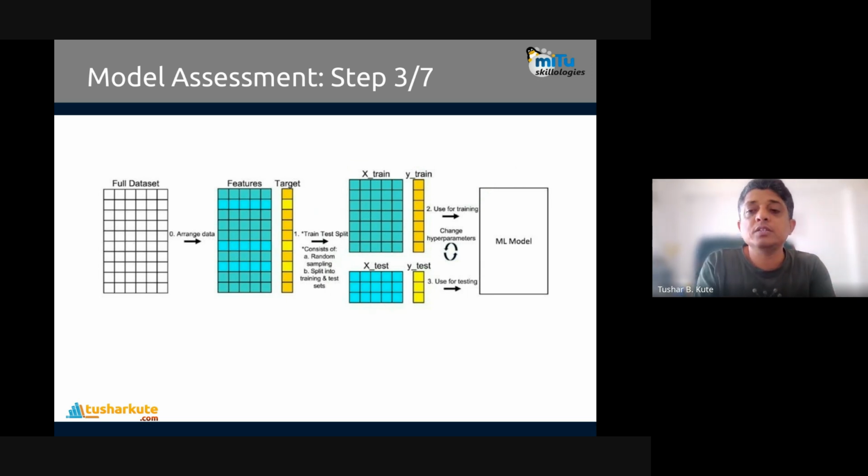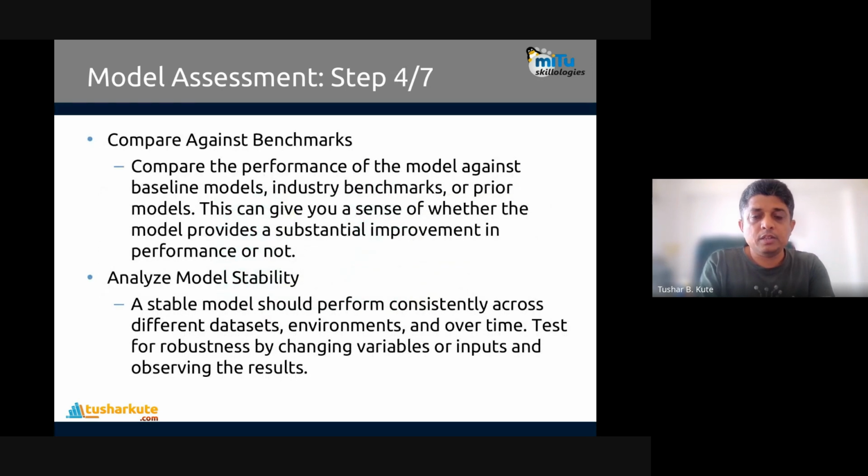Step number 3 is done. Then step number 4, we'll compare against the benchmark. Benchmark means there are already predefined methods and baseline models. We'll compare the performance of our model against baseline models, industry benchmarks, or prior models. This can give you a sense of whether the model provides a substantial improvement in performance or not.